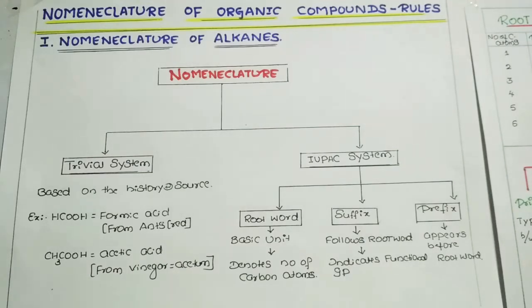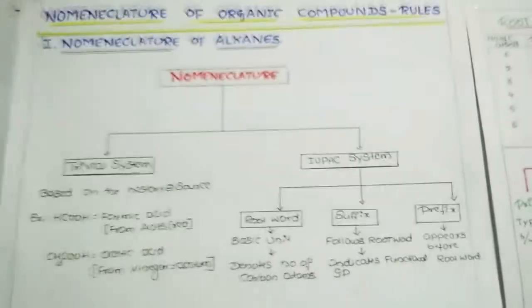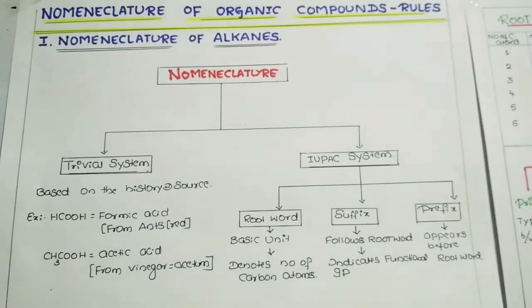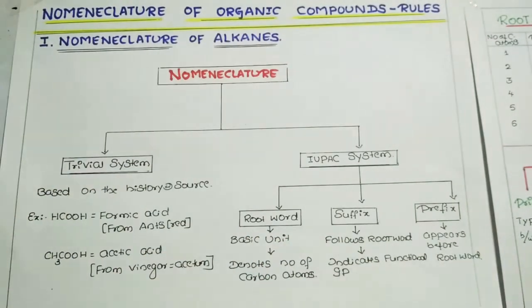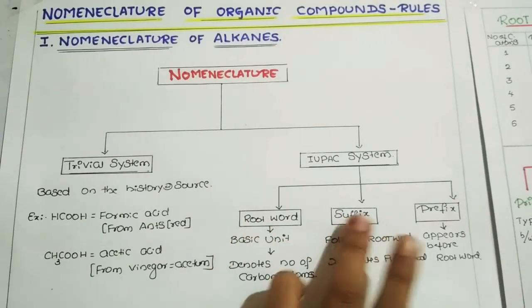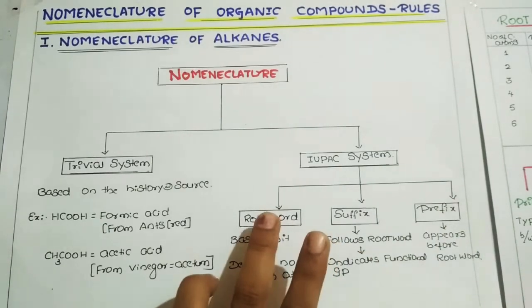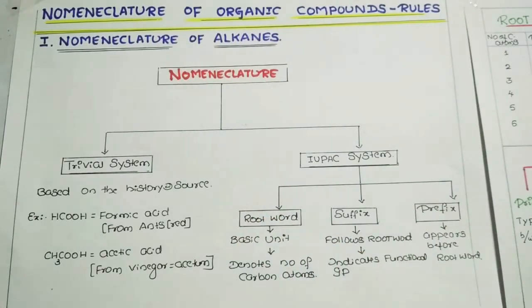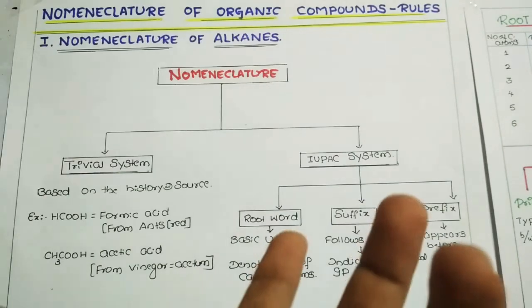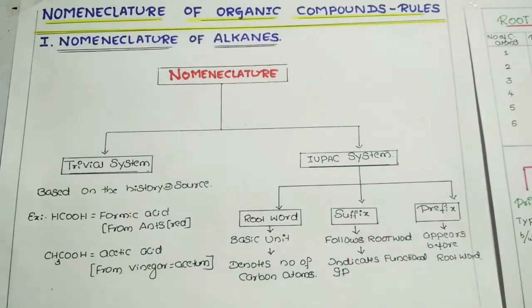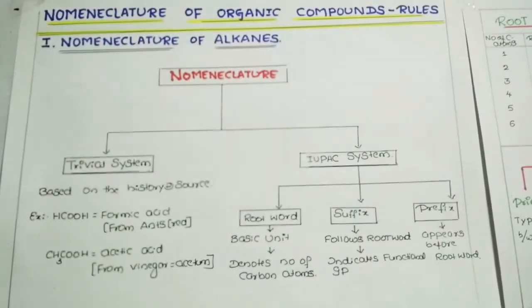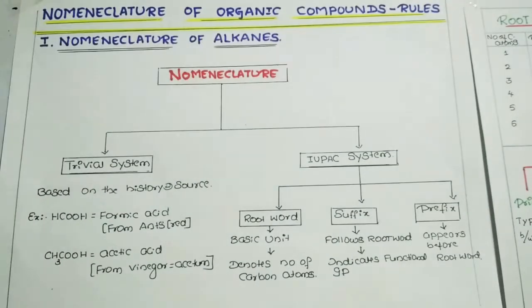IUPAC nomenclature always includes three basic things. This is very important, before you move to the nomenclature rules. The three things you need to remember are root word, suffix and prefix. The root word is nothing but the root of a name, which is very important in the main part of the nomenclature.